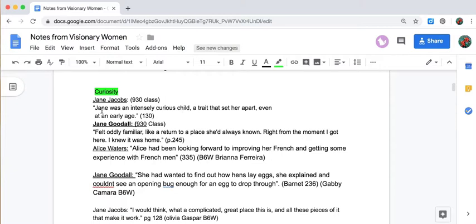You're not required to use quotations here. What you could do is paraphrase, put in your own words something that the woman did that supports the idea that she was curious. And in fact, I think sometimes the quotations where Barnett comes out and says she's curious, or somebody else says that the woman is curious, is perhaps not as convincing as something that the woman did that shows her curiosity.